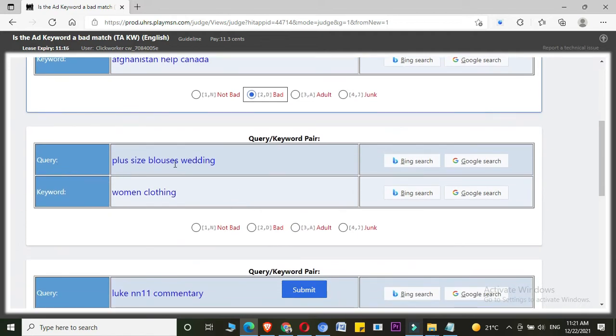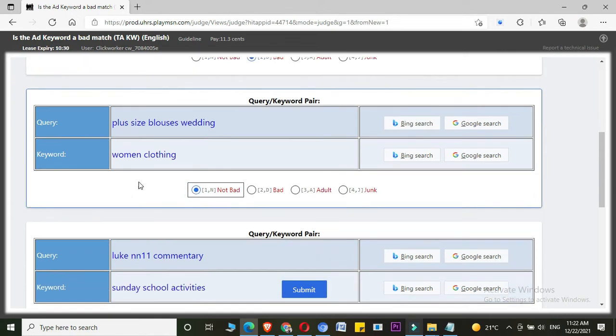Here the query is about plus size blouses wedding, so it was about blouses for the wedding which are plus sized, and here the ad keyword is women's clothing. We don't need to open a Bing search or Google search. In women's clothing, definitely there will be plus size blouses for wedding, they will be inclusive in this women's clothing keyword itself. So I'll choose not bad here, because this query comes under this keyword. It was a relevant keyword, so it's not a bad match.